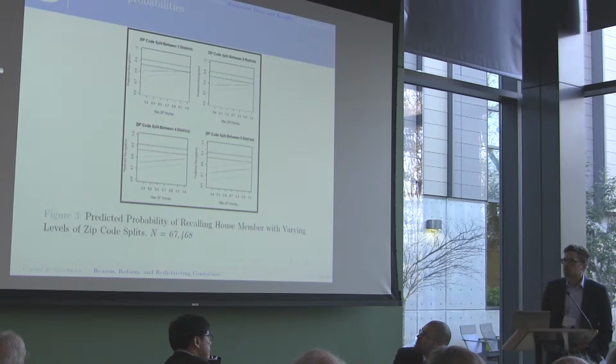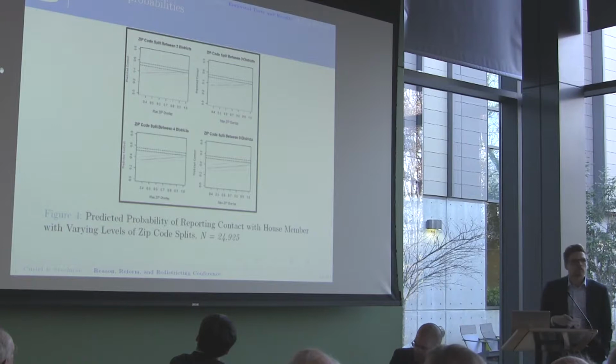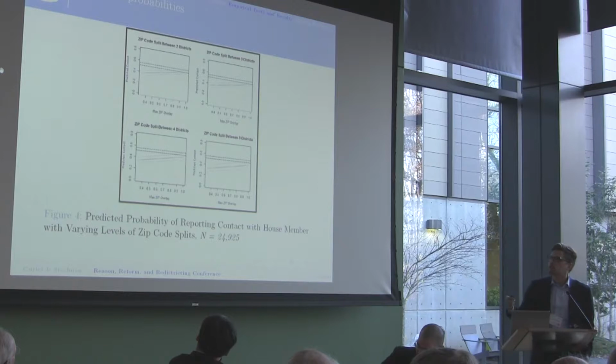And we followed this up with contact. Again, if you'll notice on the left side here, for each of these scenarios of various numbers of congressional districts splitting a zip code, we again see about a 20-point reduction in the likelihood that an individual is contacting their member of Congress when they live in a split zip code. Again, confirming our expectation.